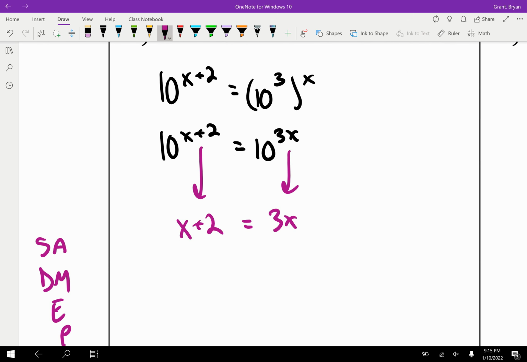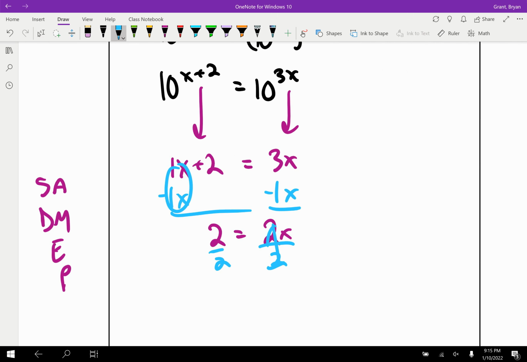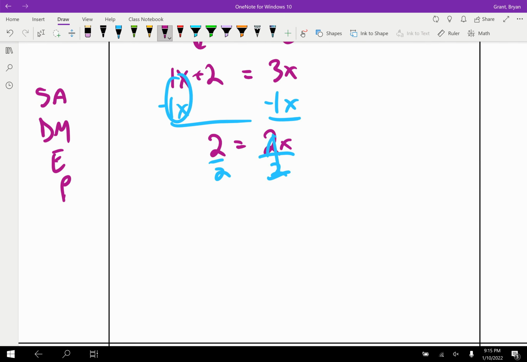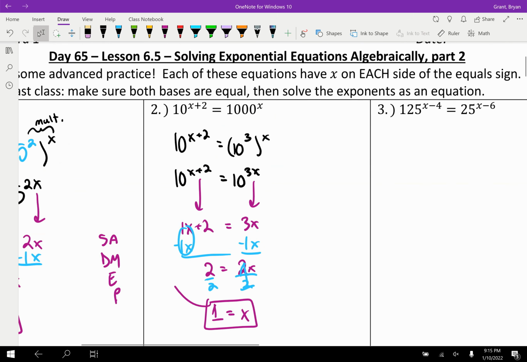And we move all the x's to one side. So I will take this x here, I'm going to subtract it from each side. That gives us 2 equal to 2x. And then finish out by dividing by 2. Anything divided by itself is 1, and so we find that x equals 1 for this problem. Should make sense too, because if you substitute 1 in here, 1 plus 2 is 3, and 10 to the third is 1,000. 1 here, 1,000 to the first is 1,000.